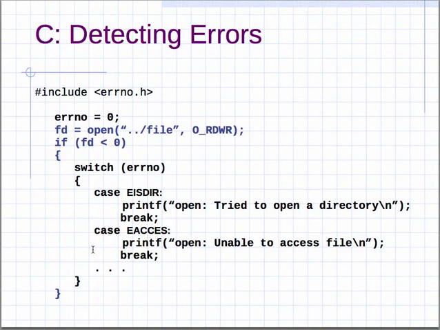Okay, so here is a slightly more detailed example. Before you start, of course, you need to #include errno.h, initialize errno to 0, and then call whatever function might be causing problems, and then check if the file handle is negative, which means this open function did not work. Then switch on this errno.